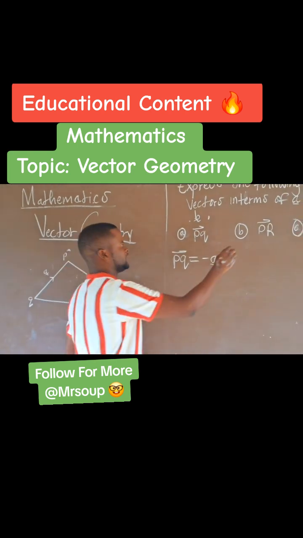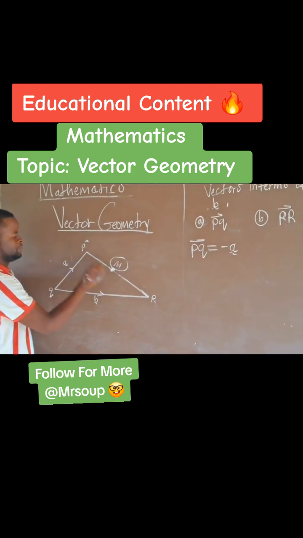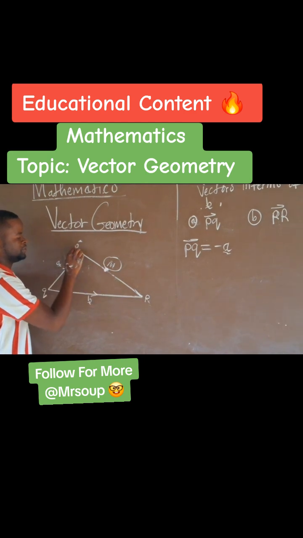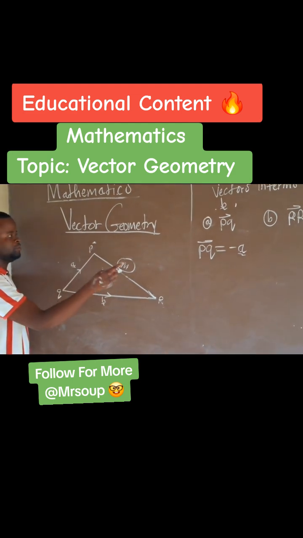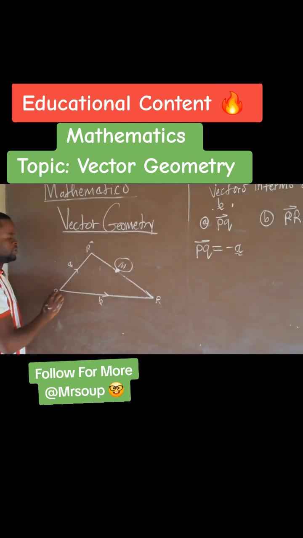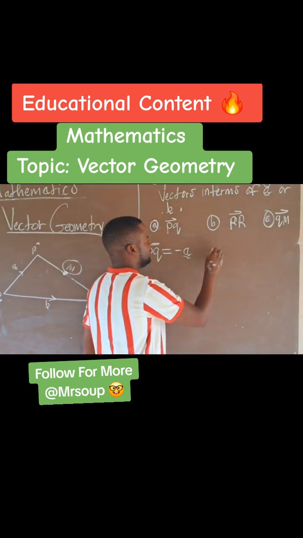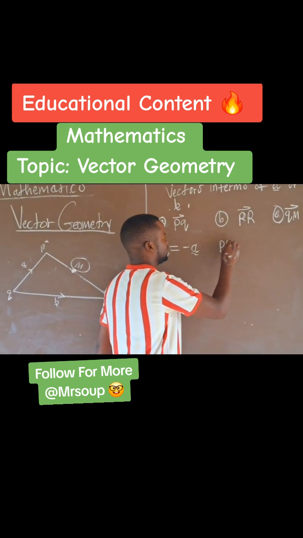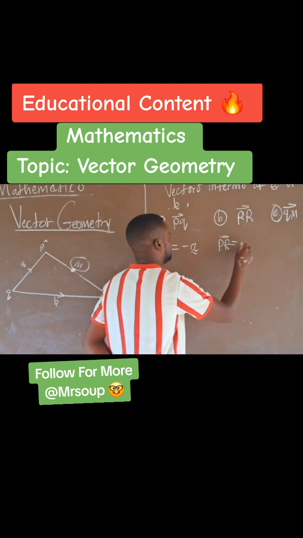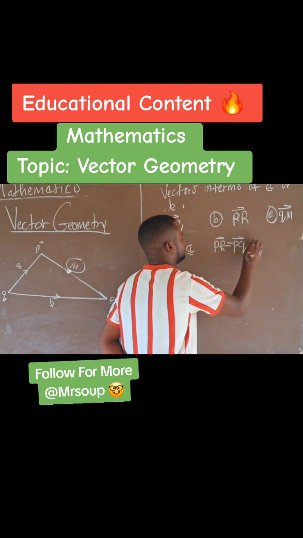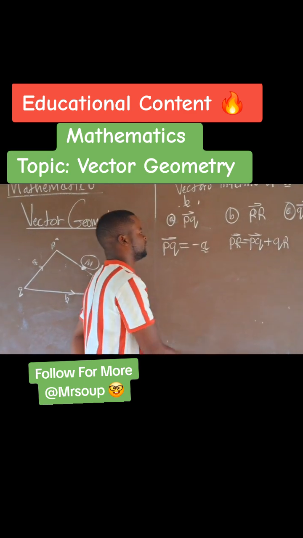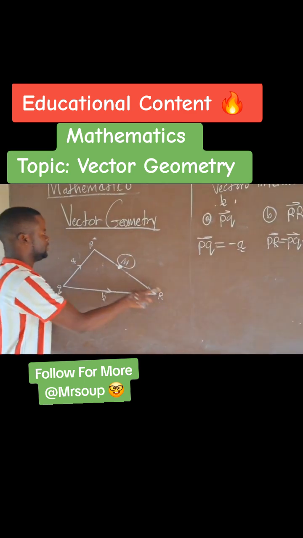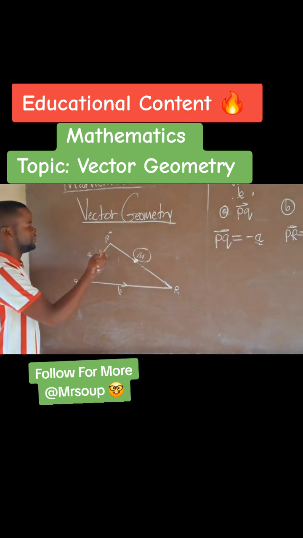Then we can go to vector PR. Vector PR. So we are moving from point P going to point R. This time around, we are going to make a route that will give us a possible answer, which will be PQ, QR. So we are going to say vector PR is equal to PQ plus QR. So moving from point P to point R, we are going to use this route, which is formed in form of a triangle.